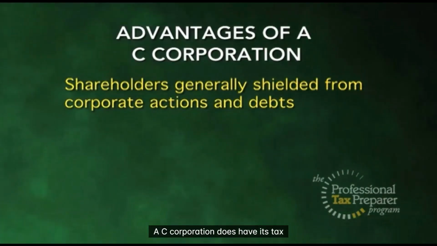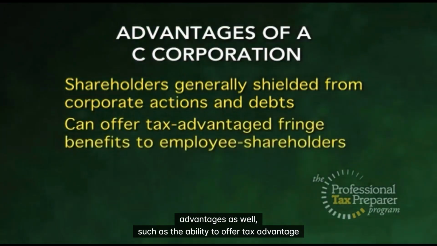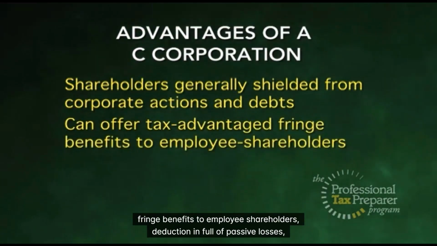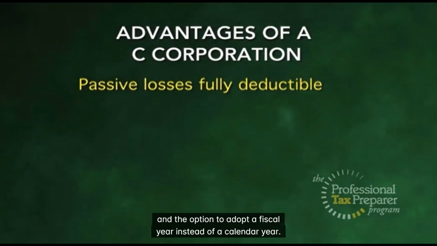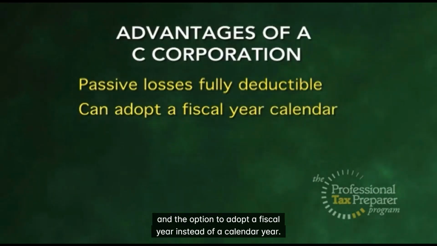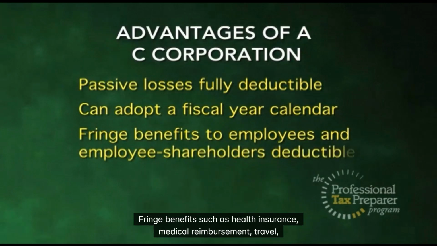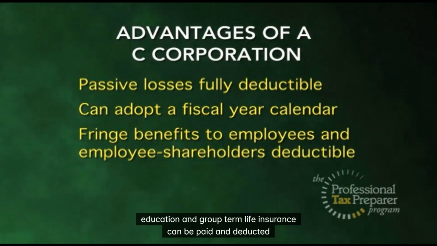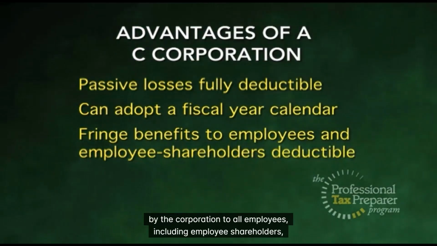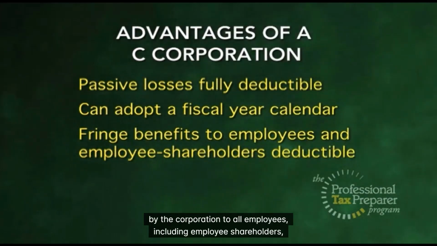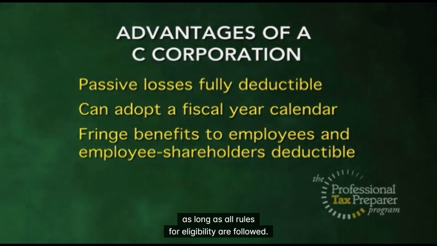A C corporation does have its tax advantages as well, such as the ability to offer tax-advantaged fringe benefits to employee shareholders, deduction in full of passive losses, and the option to adopt a fiscal year instead of a calendar year. Fringe benefits such as health insurance, medical reimbursement, travel, education, and group term life insurance can be paid and deducted by the corporation to all employees, including employee shareholders, as long as all rules for eligibility are followed.